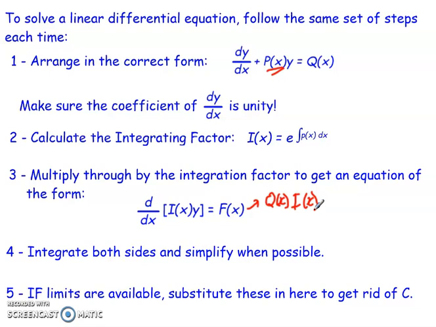Then, if limits are available, we can substitute them in there to get rid of c, or if we've got an initial condition, we can do the same sort of thing. So it's several steps, 5 steps there that we have to follow, and if we do follow them, we'll get a solution out every single time. Let me show you how to do this in a couple of examples.